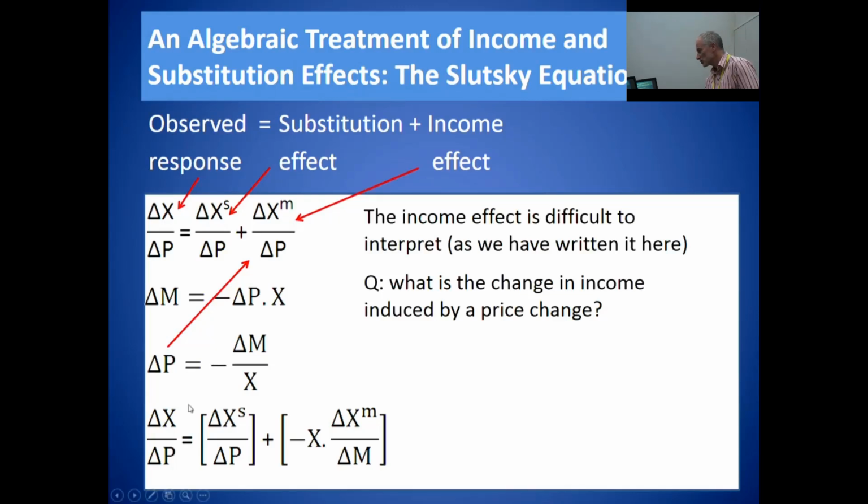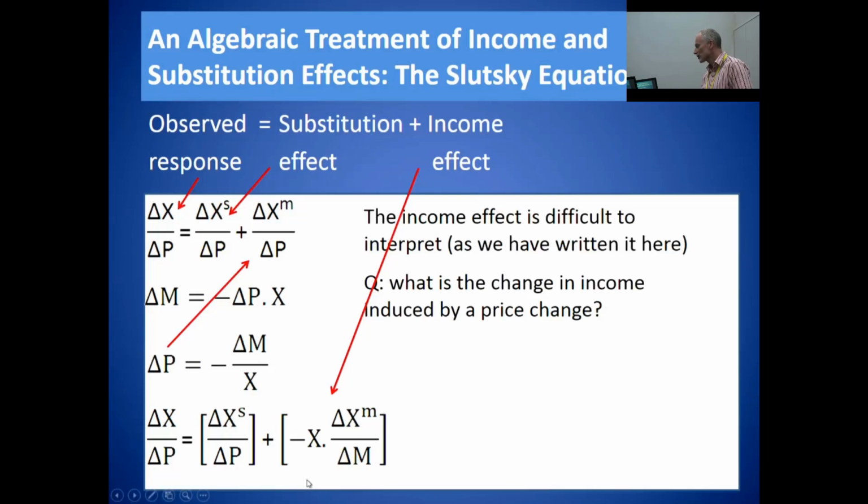So this is our observed response. Second term is our substitution effect as before. But this last term here is now our income effect. And the way in which I've now specified it does allow us to put an interpretation on that latter term. And that expression in its entirety is known as the Slutsky equation. It's just an algebraic way of representing our income and substitution effects.